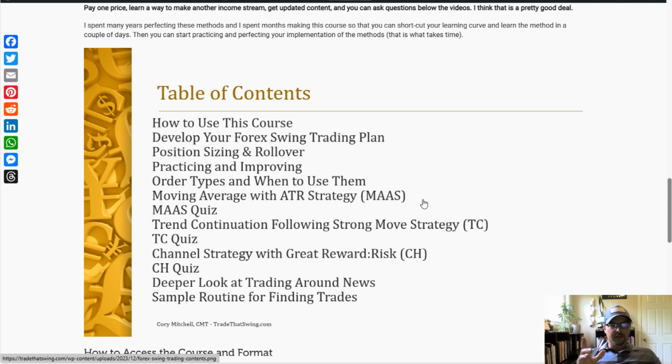So the course starts out by looking at how you should use this course. There's lots of information to absorb, so it's probably best not to just dive in and try to implement all three of these strategies that are in the course right away. You might want to pick one. This first one, we'll talk a little bit more when we get to it, but it is for specific high volatility circumstances when there's a lot of movement going on in the market. That's when we use that one.